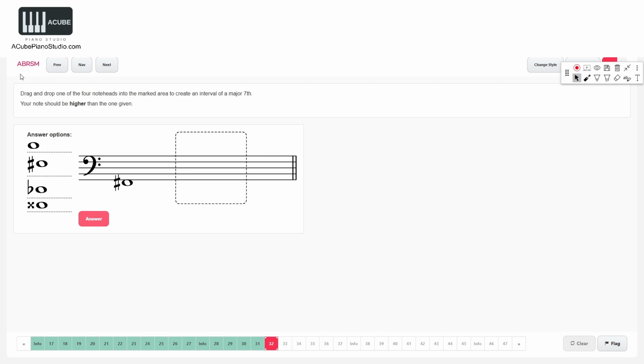Okay, next, let's move on to this. Drag and drop the 4 note heads into the marked area to create an interval of major 7th. Okay, so now I want major 7, right? So F, G, A, B, C, D, E. So the note is E. So is it E sharp, E flat, E, whatever? Let's find out. Okay, so let me draw out the piano again.